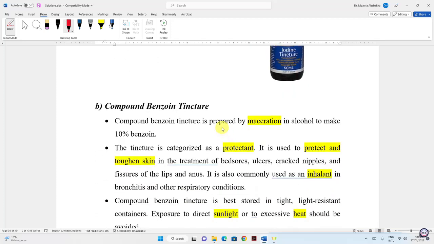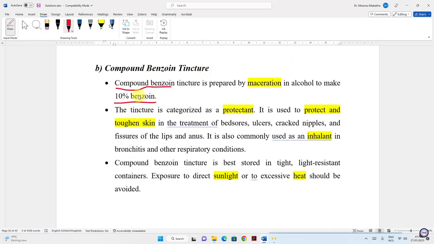The other preparation is a tincture coming from the maceration of compound benzoin. This is from a plant. You macerate it in alcohol to make what is called 10% benzoin. So this is another tincture from a vegetable source prepared by maceration in alcohol. So what is this benzoin used for? Benzoin is categorized as a protectant, so it protects and toughens the skin.